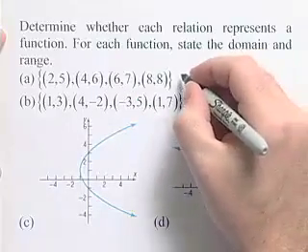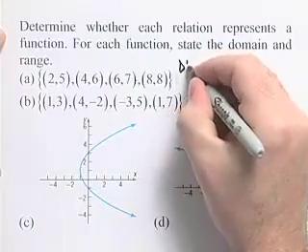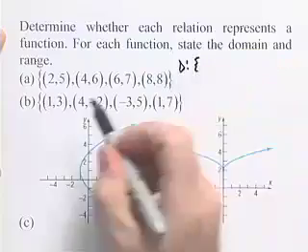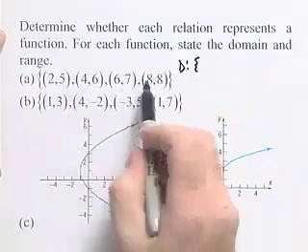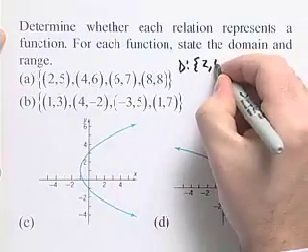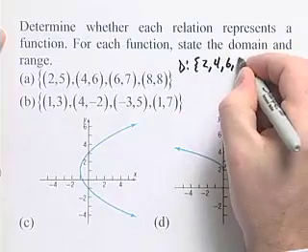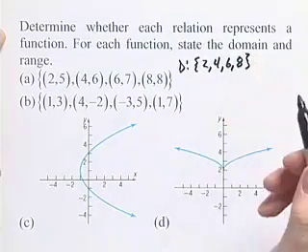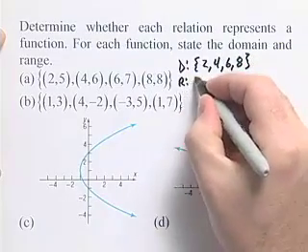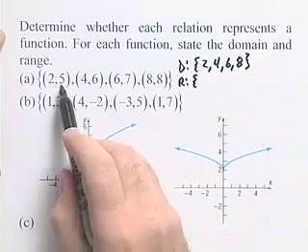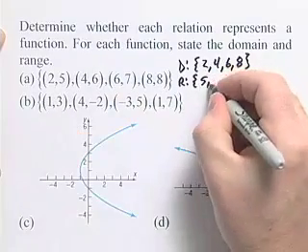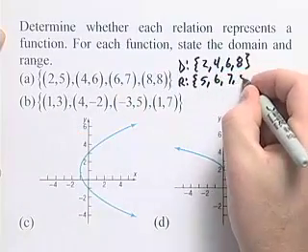Since this is a function, we'll write down the domain. The domain is the set of values that make up the x-coordinates. So we'll have 2, 4, 6, and 8 as our domain. The range is the set of values that make up the y-coordinates. So we'll have 5, 6, 7, and 8.